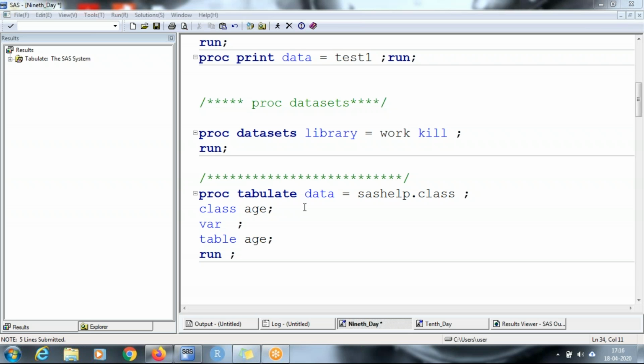Is it clear now, Shubham? Okay. Sir, please repeat this code. Yeah, I'm coming to code.